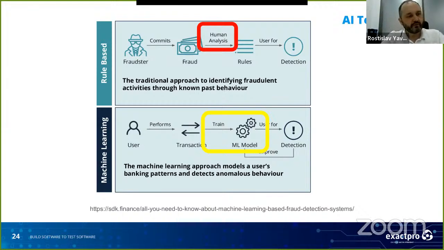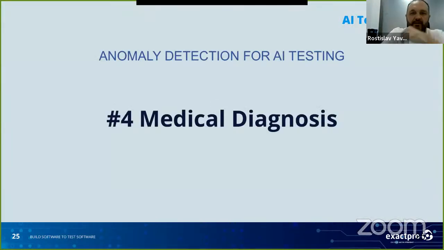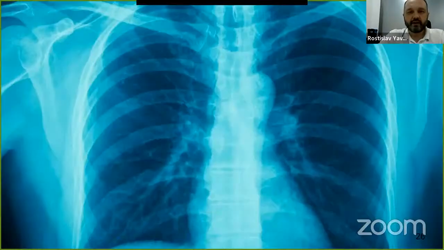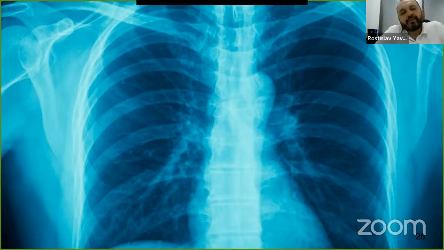Okay, let's go to another example, and I already slightly mentioned it. It's about medical diagnosis. And again, this is a typical example of a medical image. For professionals, it definitely provides a lot of information. But what's specific for medical applications is that there are no two people who are actually identical. Everyone is different. Some people are tall, some people are not.